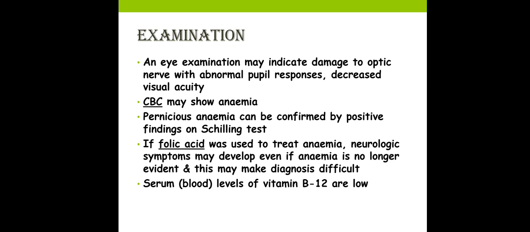Complete blood count may show anemia. Pernicious anemia can be confirmed by positive findings on the Schilling test. If folic acid was used to treat anemia, neurologic symptoms may develop even if anemia is no longer evident, and this may make diagnosis difficult. Serum levels of vitamin B12 are low. So to examine a case of SCDC, first of all we will ask the patient to go for a vitamin B12 test, right? So if there is a deficiency, then there will be symptoms of SCDC in chronic cases.